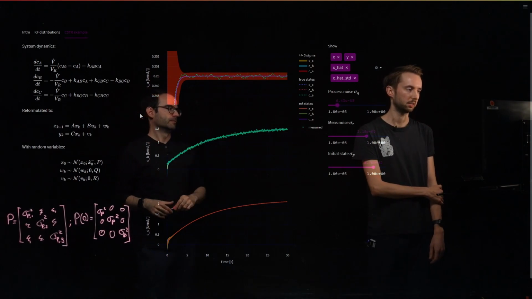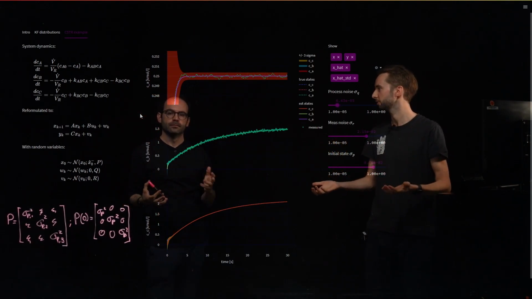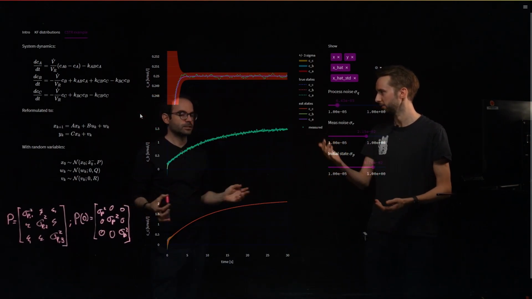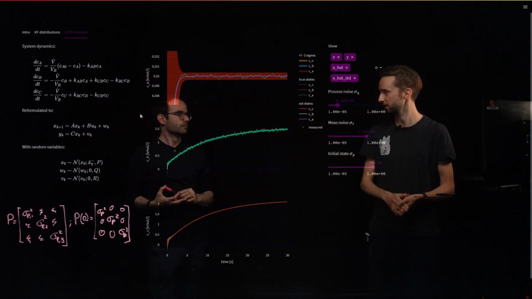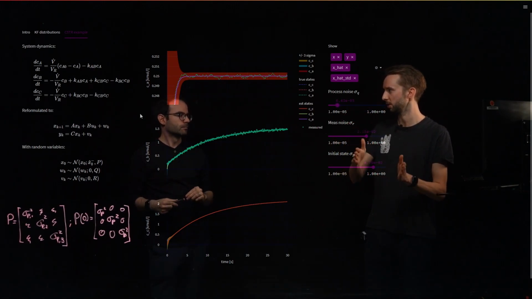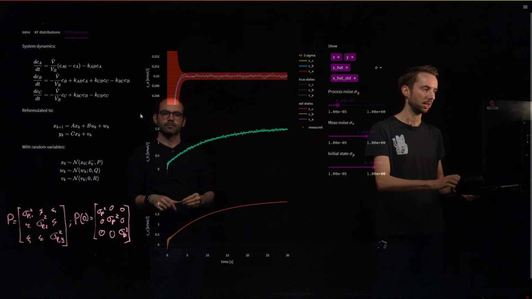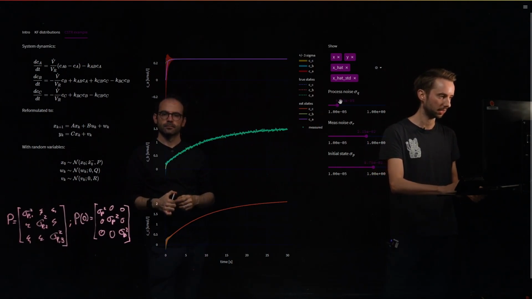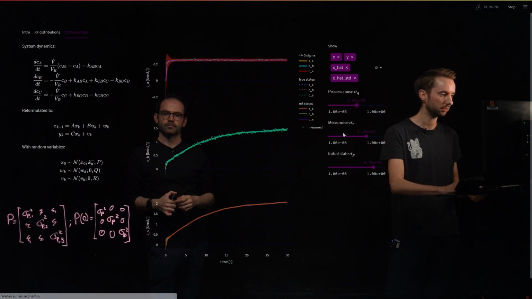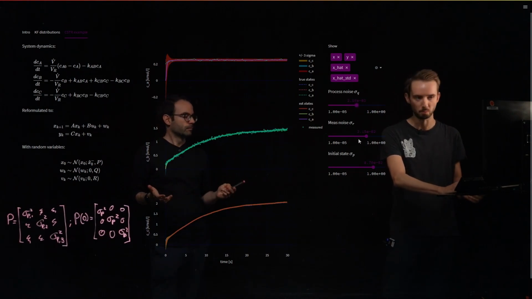Right. But as you said, if we zoom in far enough, the behavior looks very similar to what we have seen before. We have this jiggly behavior of the true states and the band of the uncertainty encompassing this behavior entirely. So much for the process noise. Then I'm putting this back on a medium level, and we now have a look at the effect of the measurement noise.